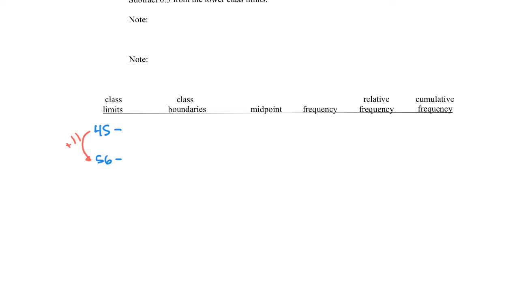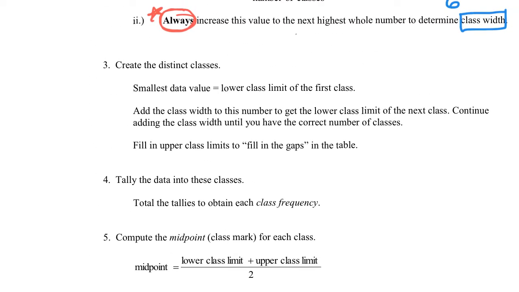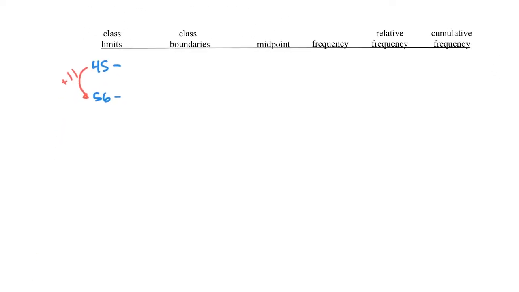Right? And all I'm doing, I'm looking at number 3 here. I'm doing this. Add the class width to this number right here to get the lower class limit of the next class. Continue adding the class width until you have the correct number of classes. How many classes are we going to have again? 6, right? Because that's what the book told us. So go back over here. And I'm going to keep doing this.